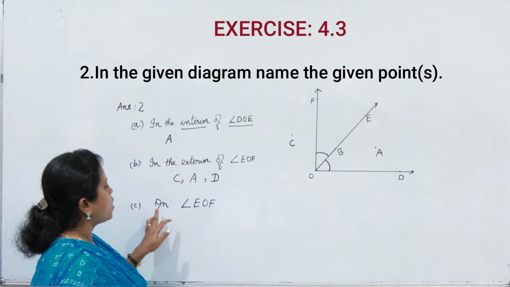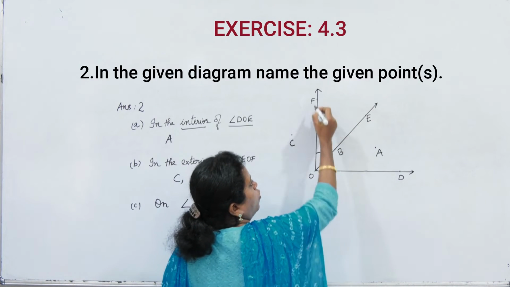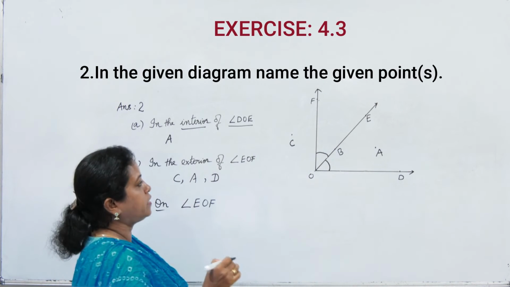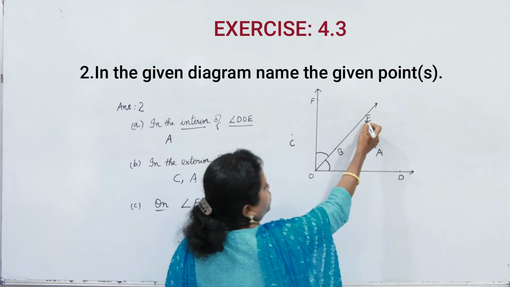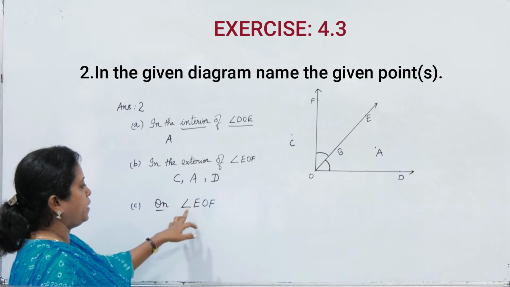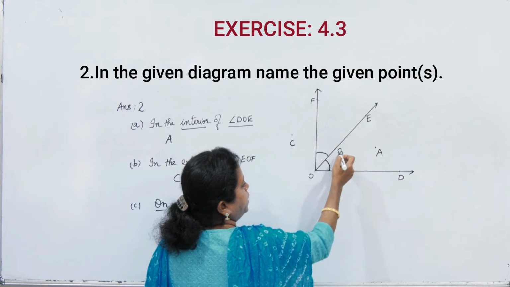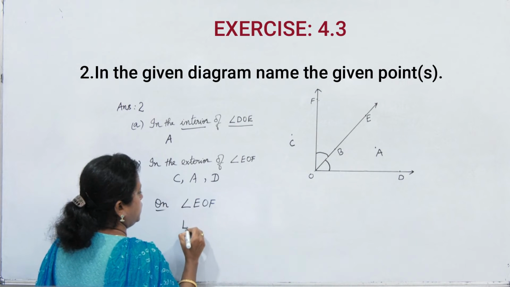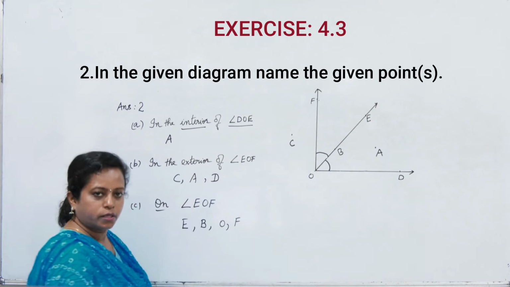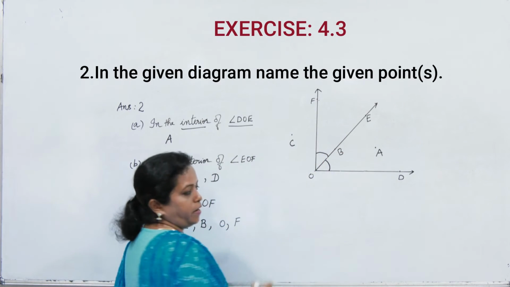Now part C is on angle EOF. This is angle EOF and here the question is on. Not interior or exterior but on. So all the points which lie on the rays which form the angle EOF will be on EOF. So the points will be E, B, O and F. E, B, O and F are the points which lie on the angle EOF.